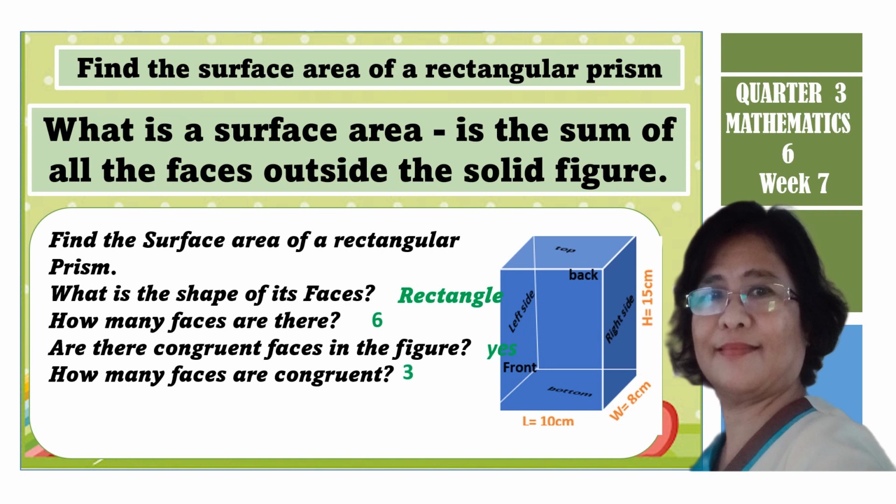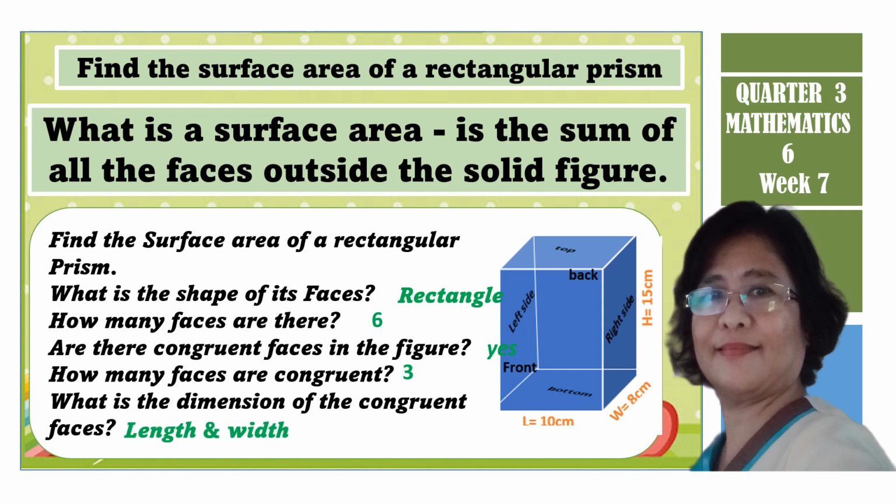How many faces are there congruent? Yes, we have 3. We have the top and the bottom, the front and back, and the right and the left side. What are the dimensions of the congruent faces? For the top and the bottom, we have the length and width. For the front and back, we have the length and height. And for the right and left side, we have the width and the height.